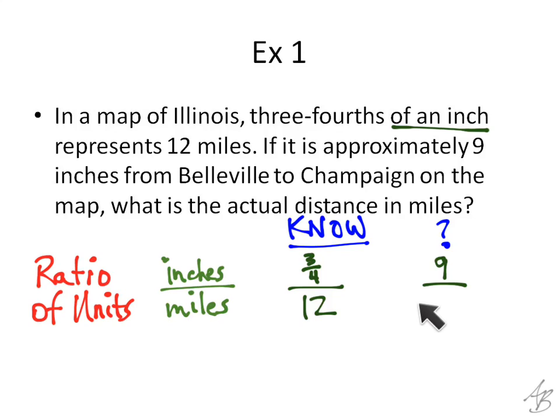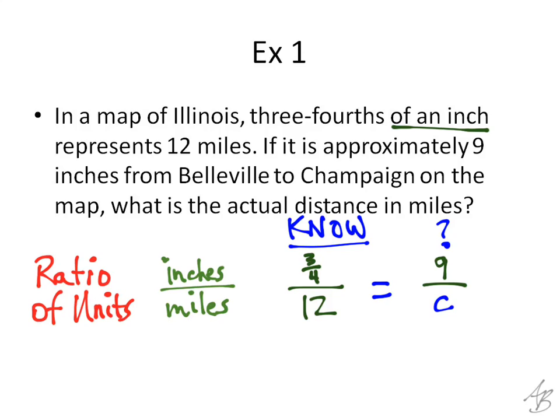Do we know how many miles it is to Champaign? No. In fact, that's the question, right? What is the actual distance in miles? So since we don't know that, what could we put there? A variable, yeah. What variable do you guys want to use? I'll let you pick. X, A, B. How about C? I like C. You know why? Because we want to know how far it is to Champaign.